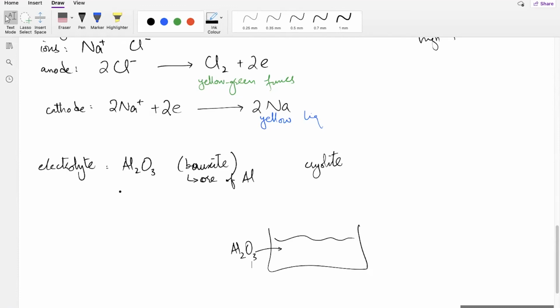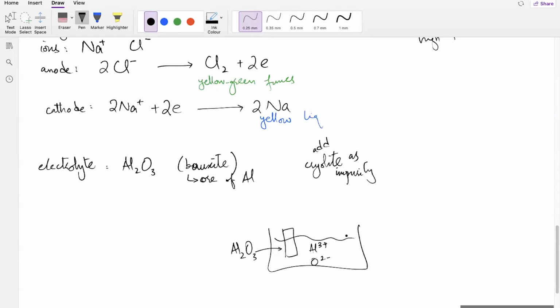What do? You add cryolite as an impurity. And remember, what do impurities do? They lower the melting point. So that's exactly what cryolite is going to do. Cryolite is going to lower the melting point of this thing. And now we have aluminium oxide in molten form. So you have aluminium ions, you have oxide ions. They're both floating around, swimming around in this electrolyte.